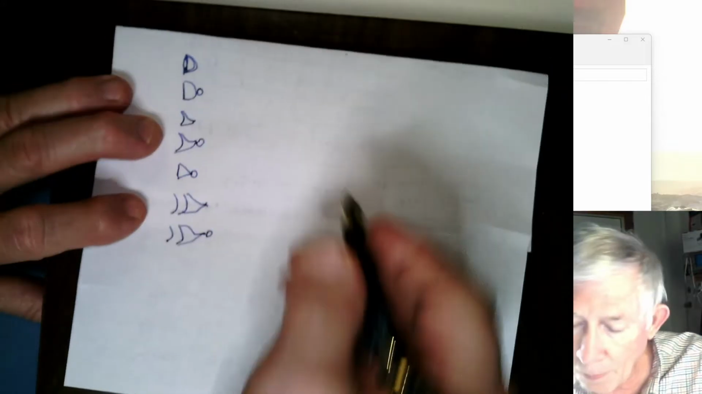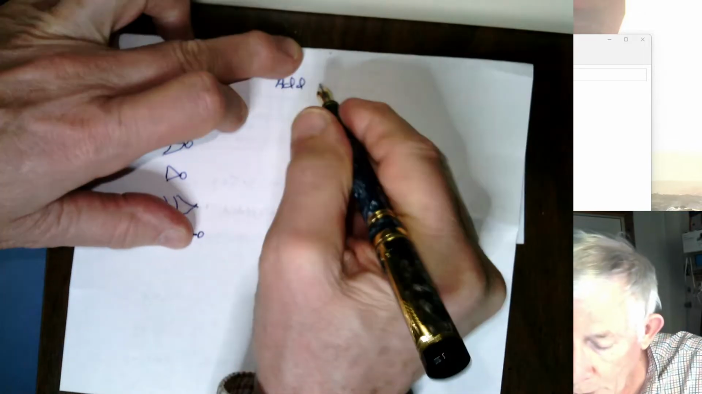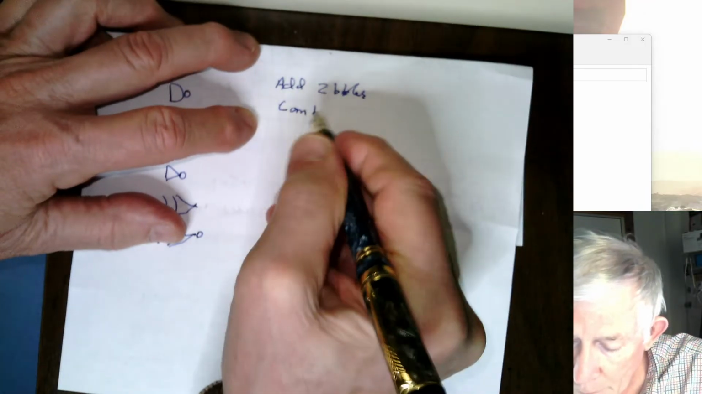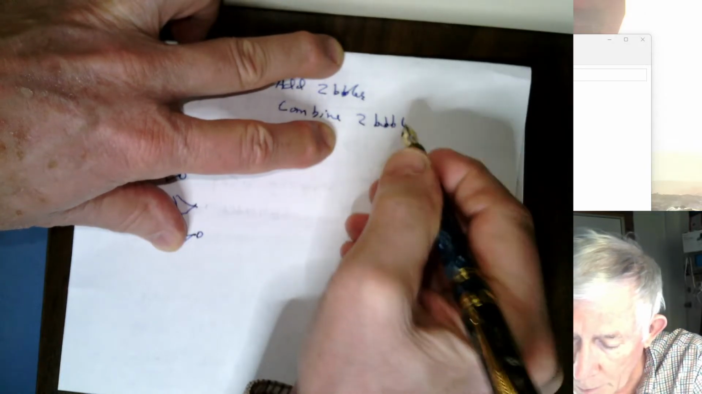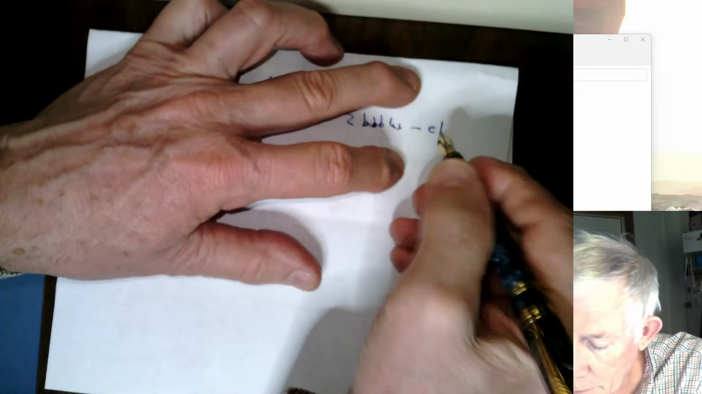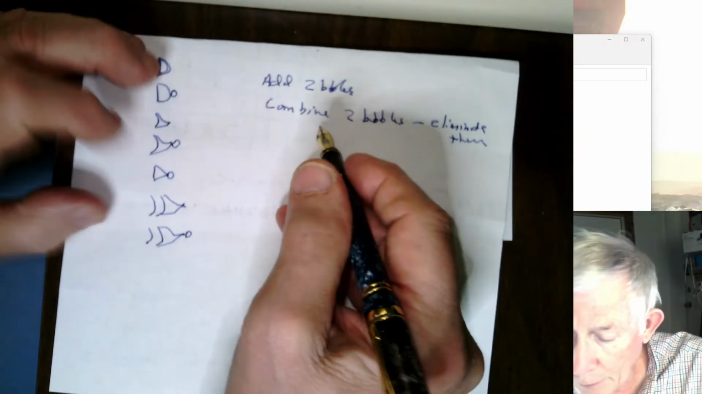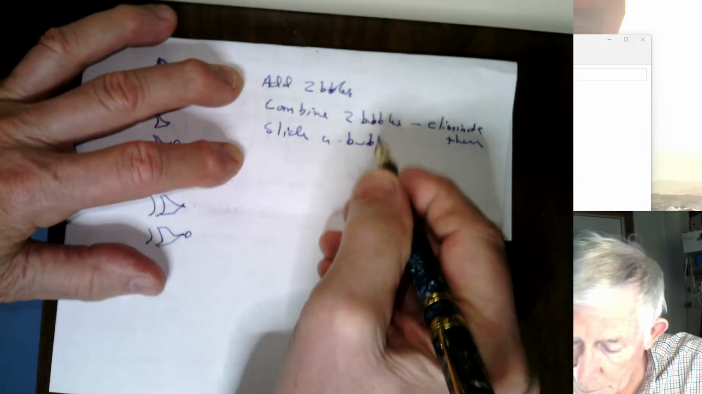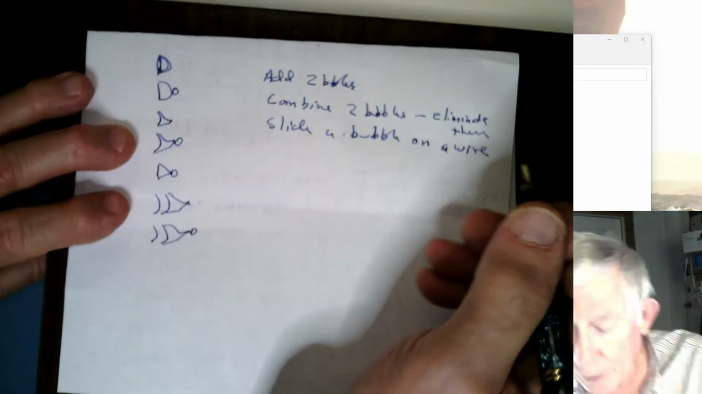And as I mentioned before, we can add 2 bubbles, or we can combine 2 bubbles, and therefore eliminate them. And we can then slide a bubble on a wire from one end to the other. All right, so let's see how we can take this and use the alternate gates.